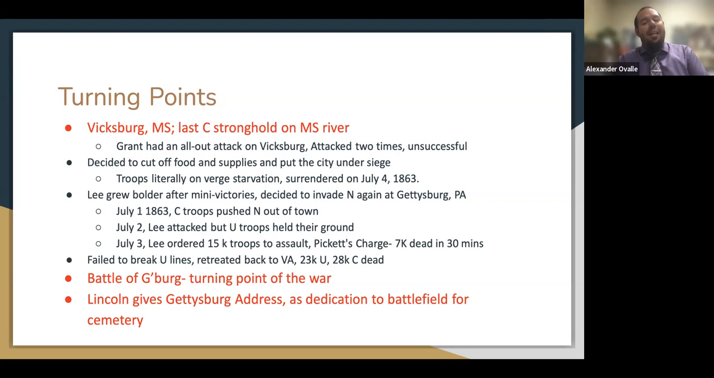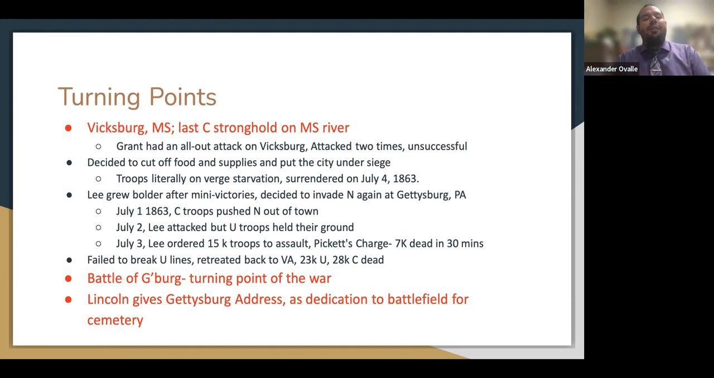July 3rd, the next day, Lee ordered 15,000 troops to assault going up a hill. It's called Pickett's Charge, and 7,000 people were dead in 30 minutes. Now, you might be like, wait, isn't that the bloodiest battle? But remember, Antietam was 6,000 dead, 17,000 wounded. That's a total of 23,000. So rough estimates, not that many. So Pickett's Charge, big fat failure.